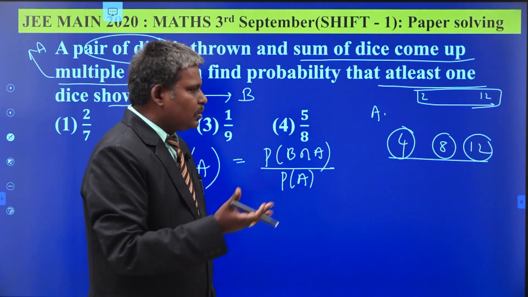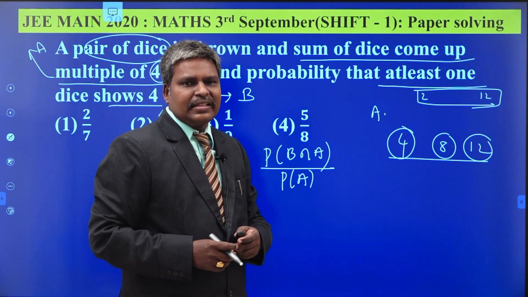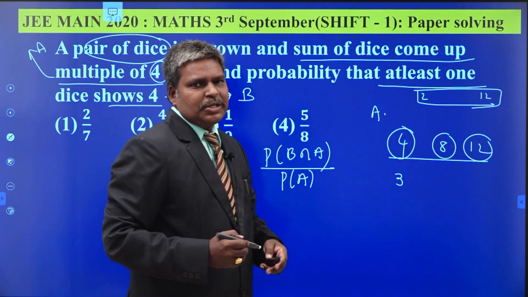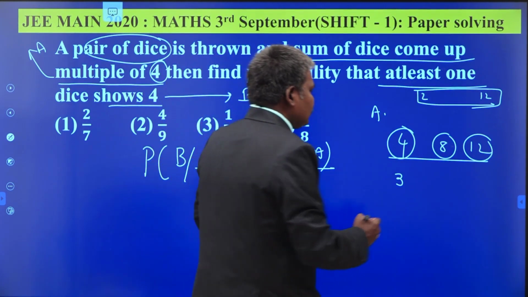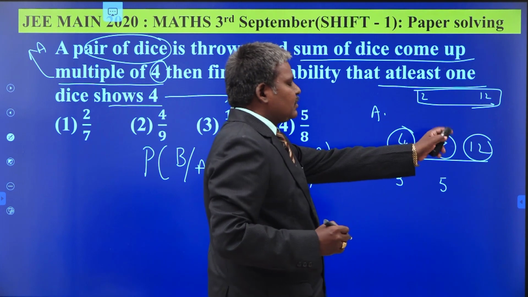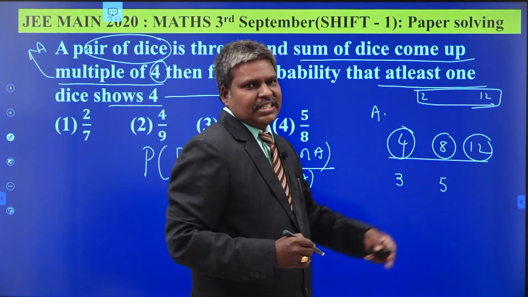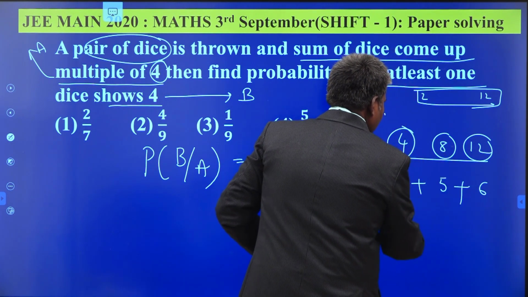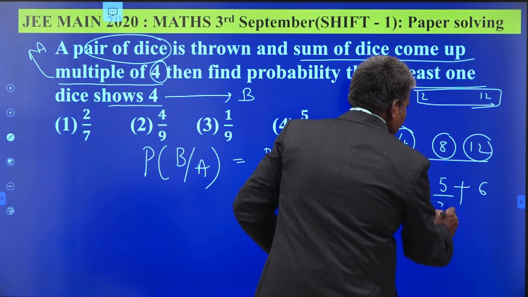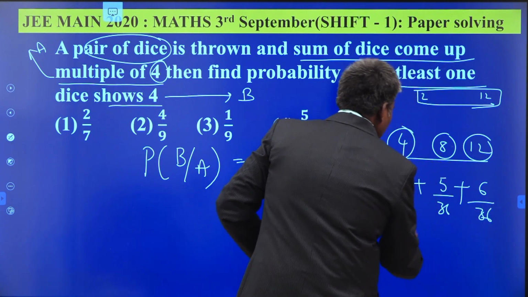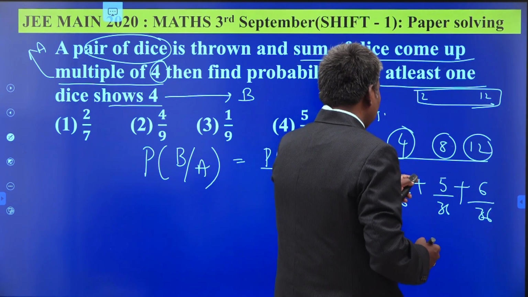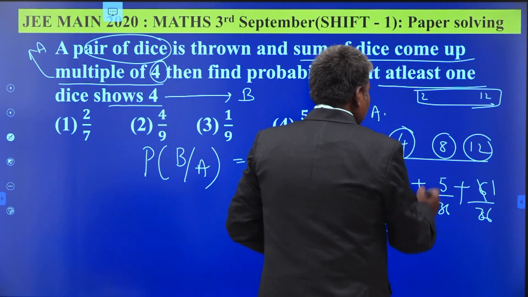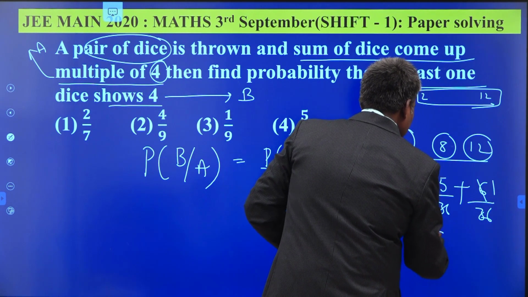When two dice are thrown, the sum is 4. How many possibilities are there? 3 possibilities. Sum is 8. How many possibilities are there? 13 minus 8, 5 possibilities. Sum is 12: 13 minus 12, that is only one possibility, that is (6, 6). Their probabilities are 3 by 36, 5 by 36, 1 by 36. Sum 12 has only 1. So 3 plus 5 plus 1, 9 by 36.